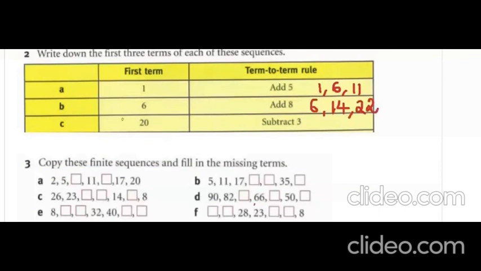So this is the next question. It is about subtract. The term-to-term rule is subtract. It's different from add, so it's going to be a decreasing sequence. So 20 is the first term, and the next term is 20 minus 3, 17, and 17 minus 3 is 14. I hope you understood. We move to the third question.